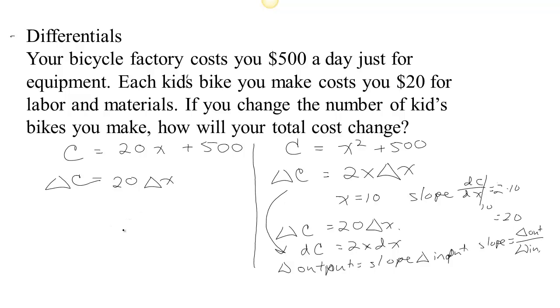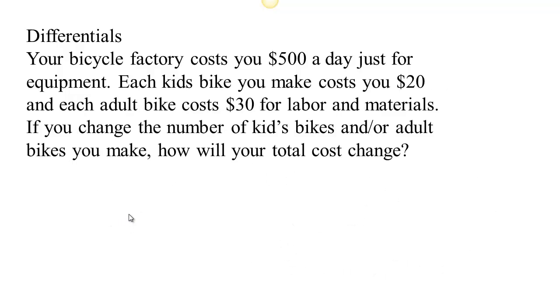Let's take this up into a context where there's more than one independent variable in the problem. We've got our factory, but we've added a new line where not only do we make kids' bikes for $20 each, but we also make adult bikes, and they cost us $30 each. So how will our cost change if we change the inputs? Let's see. First, we know that the cost is equal to $20 times the number of kids' bikes we make, plus $30 times the number of adult bikes we make, plus our $500. So we could ask, what if I change the number of kid bikes or change the number of adult bikes? How will my costs change?